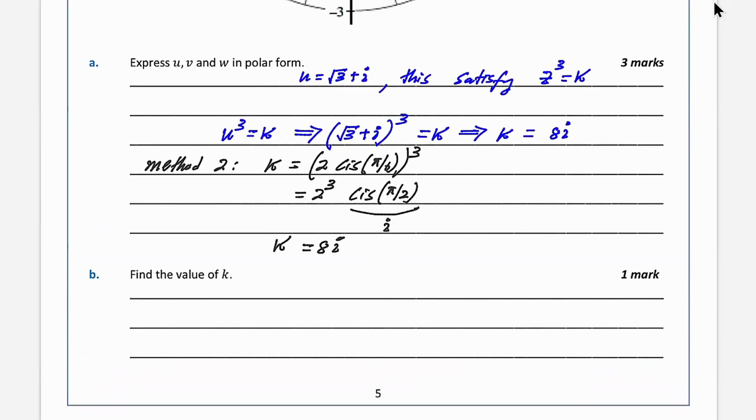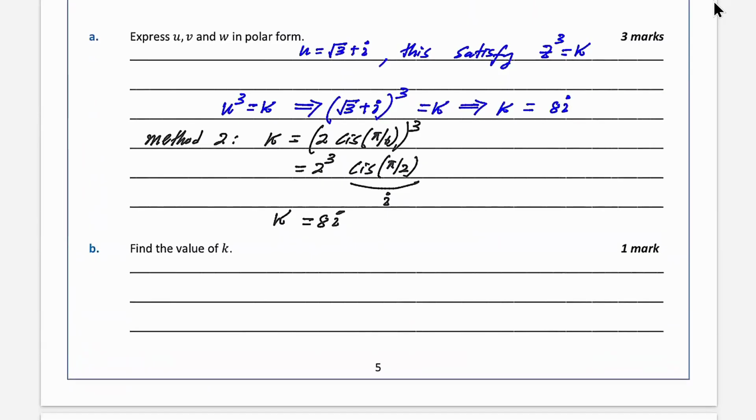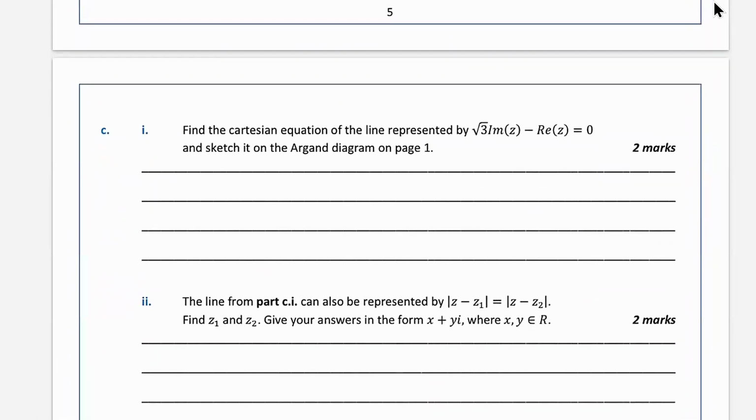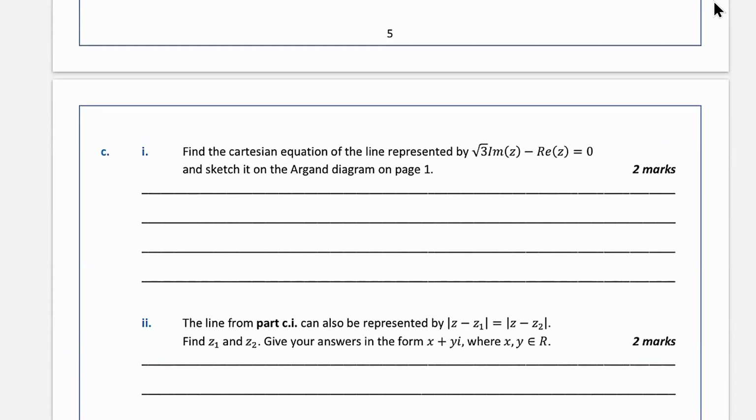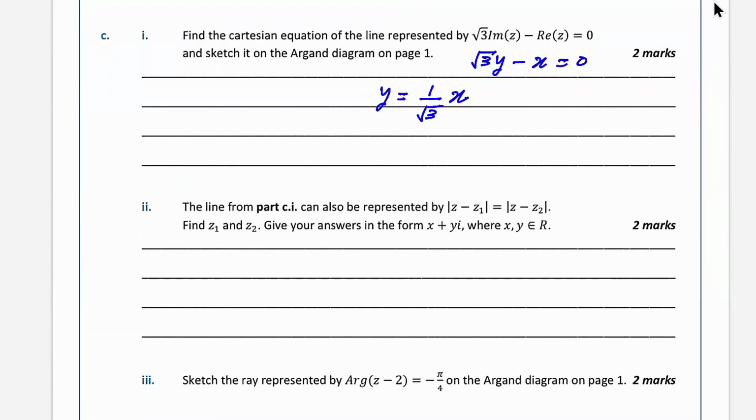The value of K. Have you found it? Find the Cartesian equation of the line. Okay. Right. So z is going to be x plus iy. The imaginary part of z is going to be y, so it's going to be square root 3 y. The real part is going to be x, so x is equal to 0. So this is going to be y is equal to 1 divided by square root 3. Yeah. Then the line from this part can also be represented.